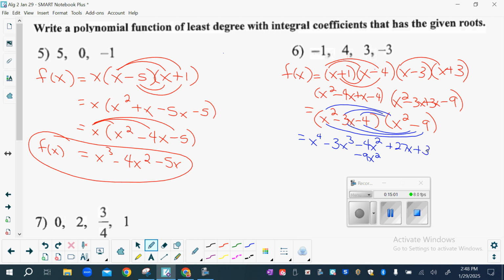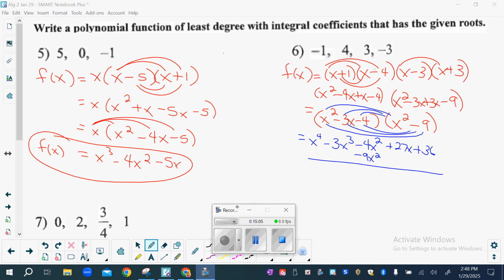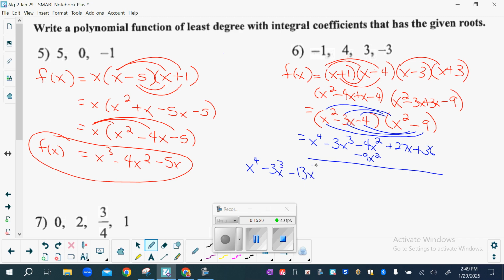And plus 36. So adding those together, we get x to the 4th minus 3x squared minus 3x to the 3rd minus 13x squared plus 27x plus 36.